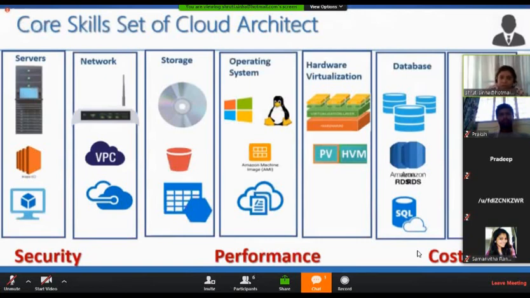So the cloud architect must also know the network equivalent on cloud like VPC, and they should also be expected to know about the storage offerings on the cloud. On every platform they call it a separate thing. Like on AWS it's Glacier or S3, on Azure it's blob storage or table storage. So you should be knowing about that also.